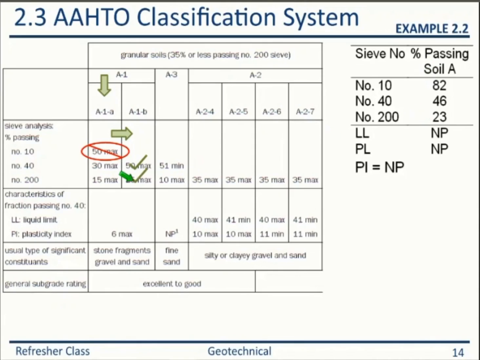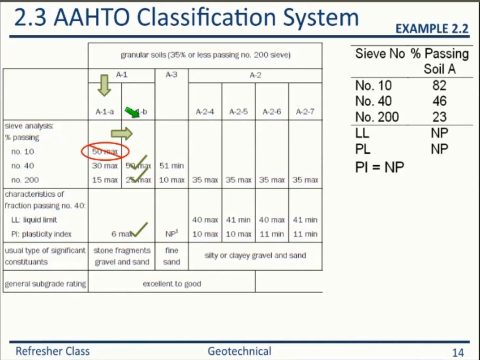If that is correct, again move down. Is there any other requirement? Yes, there is one more requirement, which is plasticity index of the soil should be maximum 6. For soil sample A, plasticity index is non-plastic. It's 0, right? Up to 6 is okay, and our soil sample A has a 0. Therefore, that is also correct. So if you move down, there is no more requirement. It is giving you the type of soil, right? So without doubt, soil sample A is your A-1-b.